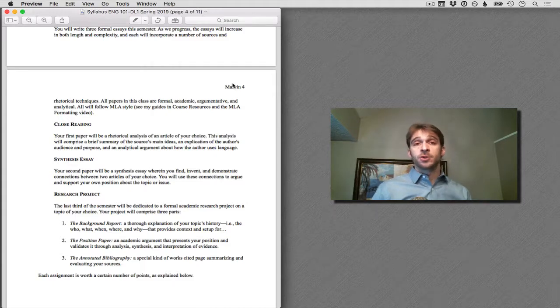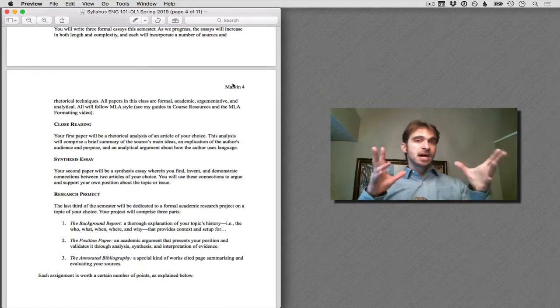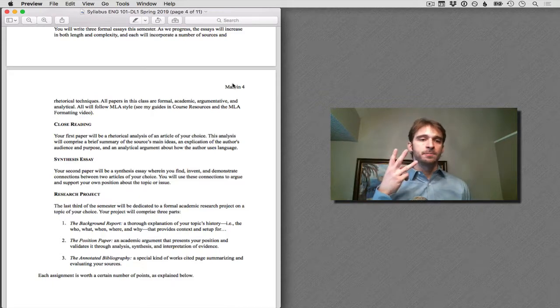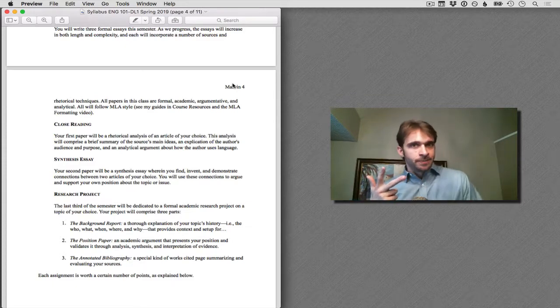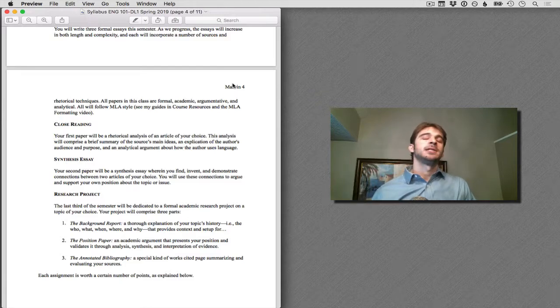Finally is the research project. So the last third or so, last 5 or 6 weeks of the semester is going to be dedicated to a formal academic research project on a topic of your choice. We're going to break down this research paper into 3 parts. Those 3 parts are the background report, the position paper, and an annotated bibliography. And we're going to work on these different things one at a time to hopefully make the process of doing a research paper a little bit less intimidating and a little bit more accessible.